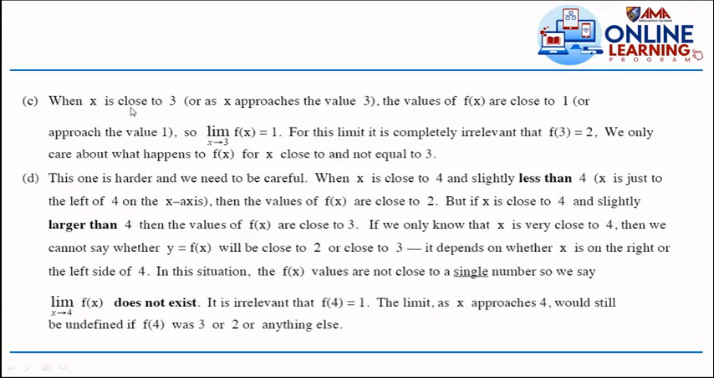When x is close to 3, or as x approaches the value 3, the values of the function of x are close to 1, or approach the value 1. So the limit of the function of x as x approaches 3 is equal to 1. For this limit, it is completely irrelevant that the function of 3 is equal to 2. We only care about what happens to the function of x for x close to and not equal to 3.